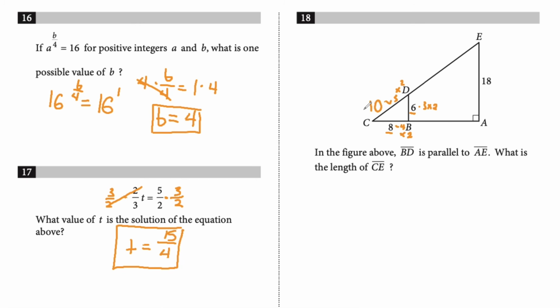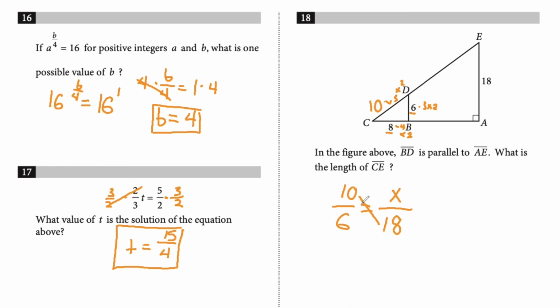Now, in order to find what the full length of C to E is, we can set up our proportion. First, we're going to start off with the small triangle, and we're going to start off with the hypotenuse over the height, which will be 10 over 6. And we're going to set this equal to the hypotenuse of the entire big triangle, triangle ACE, and divide it by the height, which we're going to call x over 18.